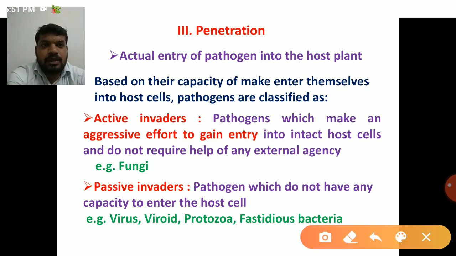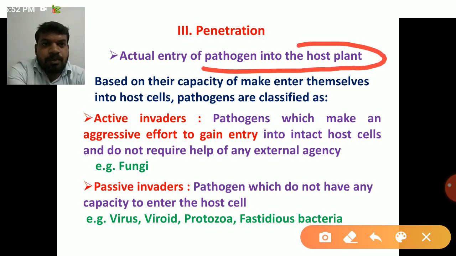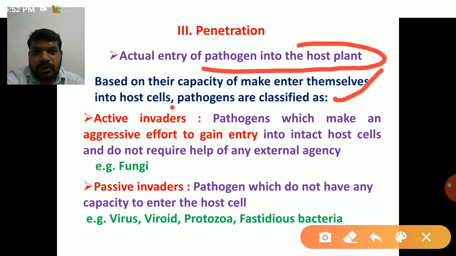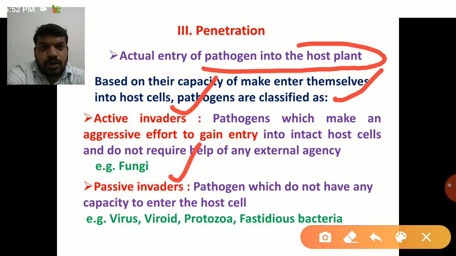So the third step is an important step, that is actual penetration. Penetration means actual entry of the pathogen into the host plant. Based on their capacity to enter the host cells, pathogens are classified into active invaders and passive invaders. Pathogens that invade by themselves are called active invaders or active pathogens. In contrast, pathogens that need some help from external agencies are called passive invaders.